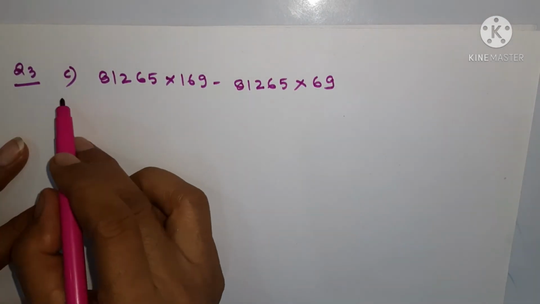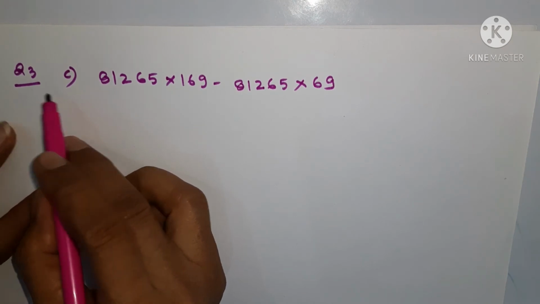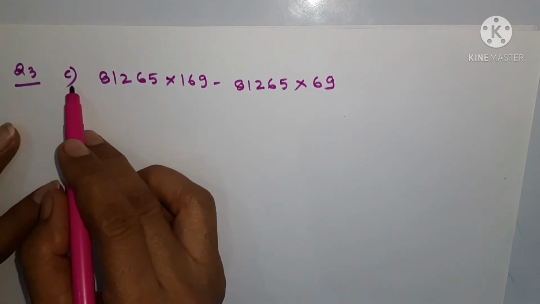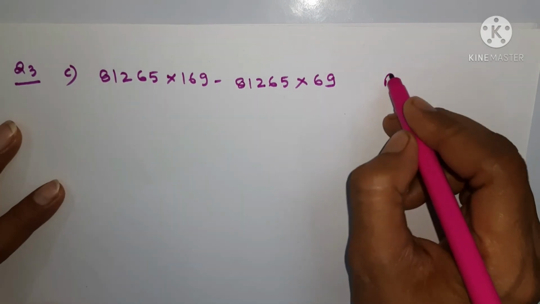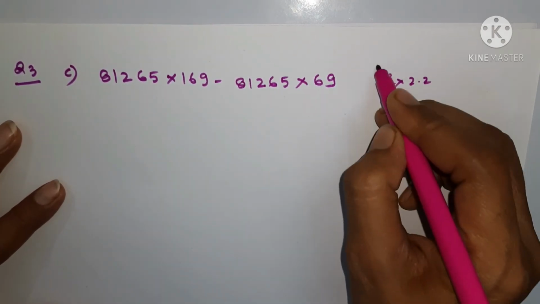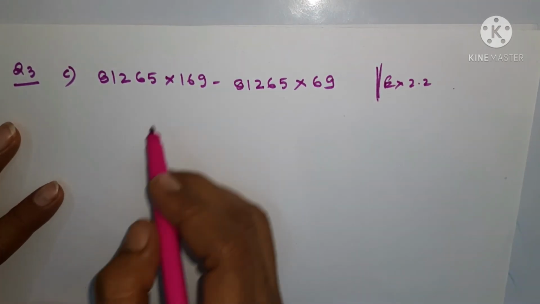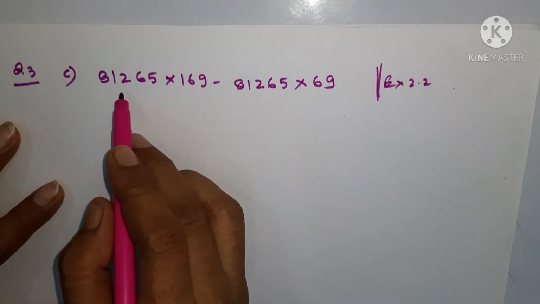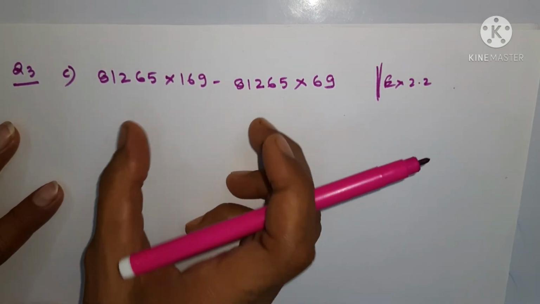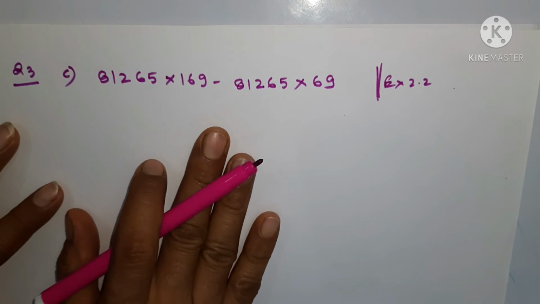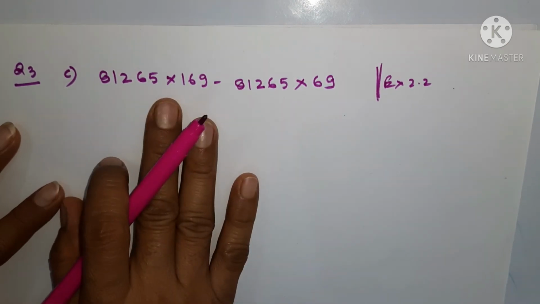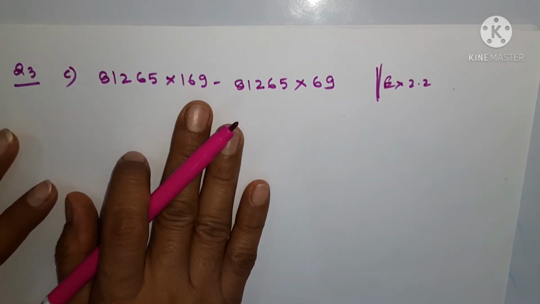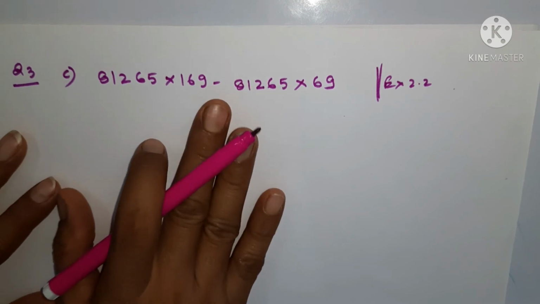So I have written here one question, question number 3 and part C of exercise 2.2 of the NCERT book, class 6. In this question you have to observe and find the value, applying the property. You have to find the value.